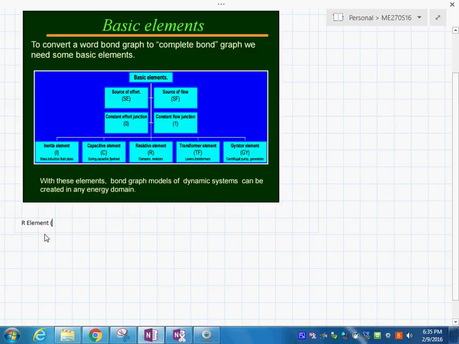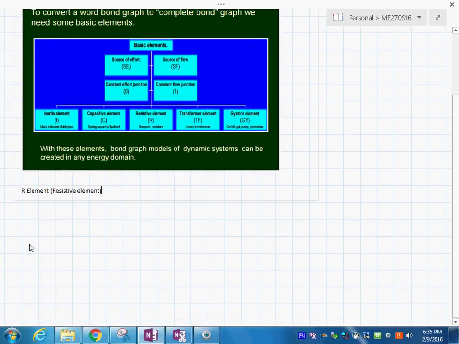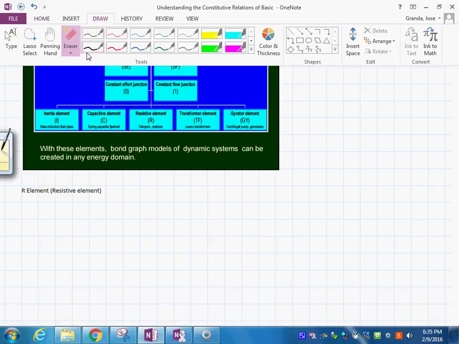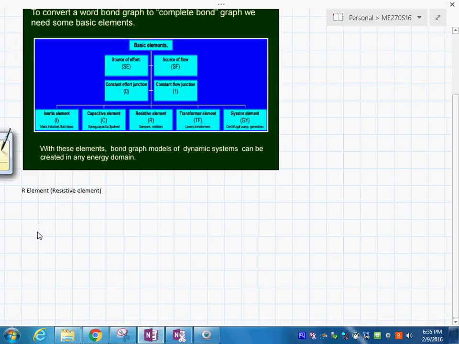Okay. How would we represent it in the bond graph way? As you can see, I told you that we need to do it consistently across the board. So the R element is this. The R element, you can represent it like this.